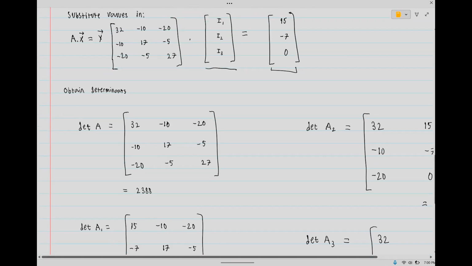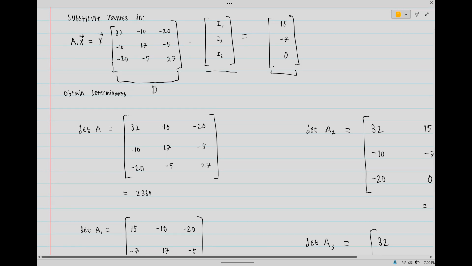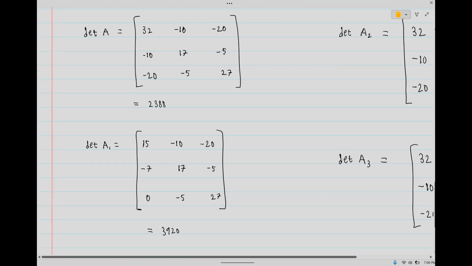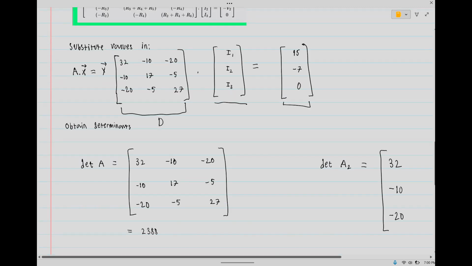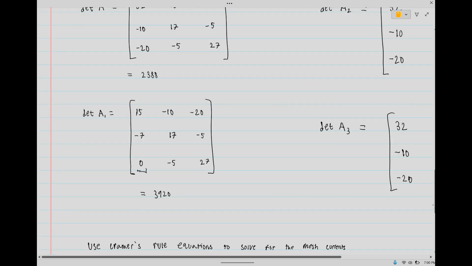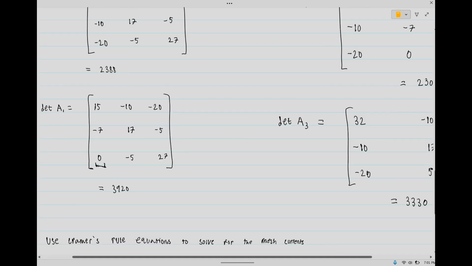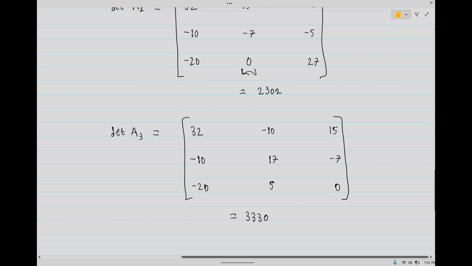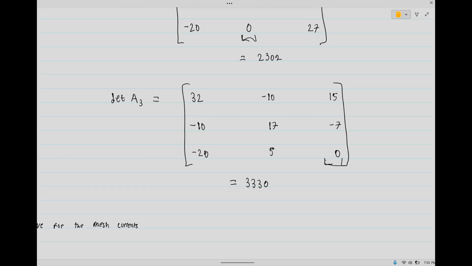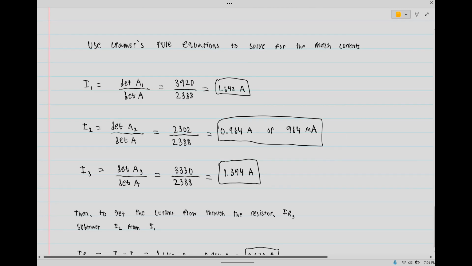So find the determinant of this, basically D, like the last problem that I did. This is your coefficient matrix. The determinant of that is 2388, and then A1, basically replacing the column with the vector, is for x. The determinant of A1 is 3920, and then A2, replaced for y, is 2302, and then A3, replaced for z, whoops, that's 3330. And then finally apply Cramer's rule equations to solve for the mesh currents.